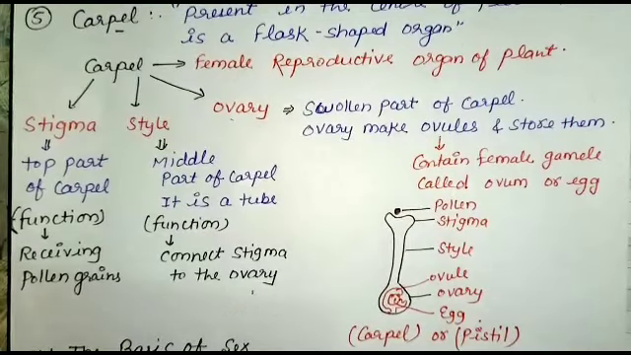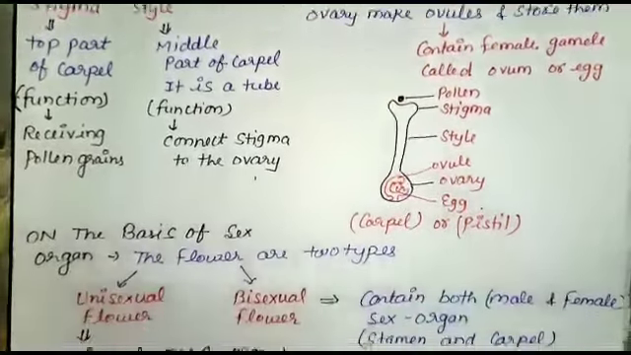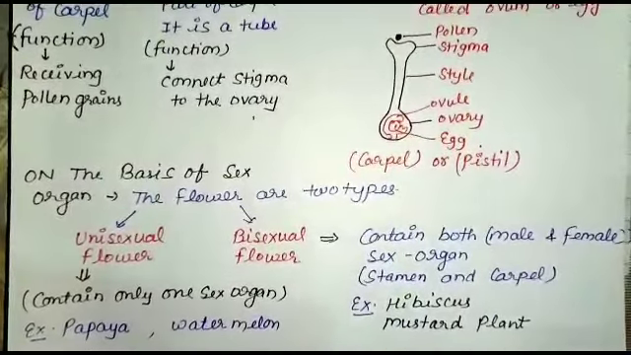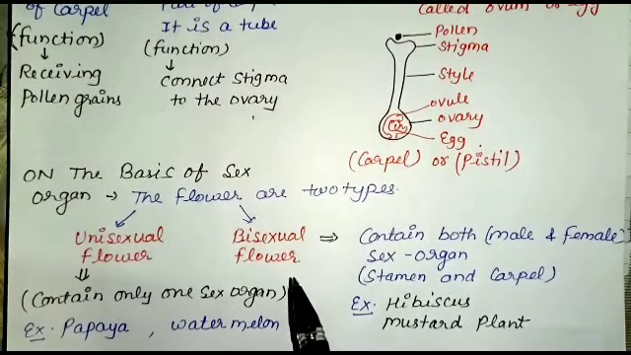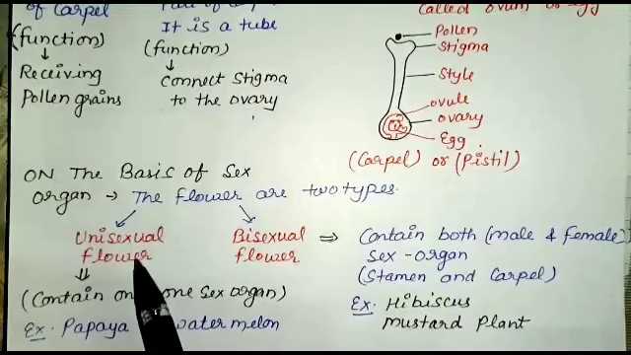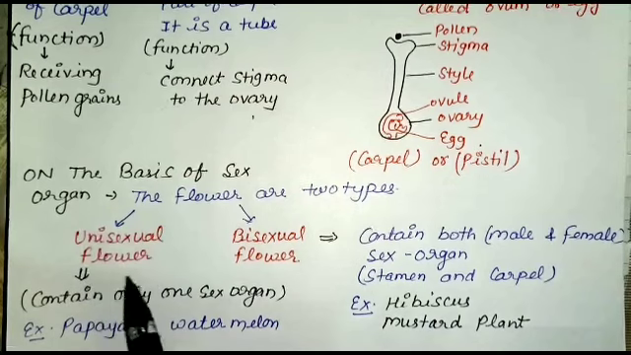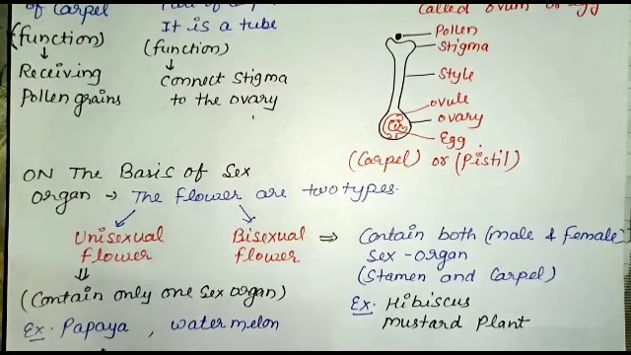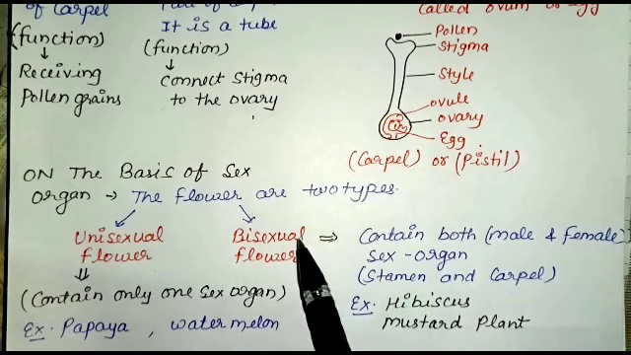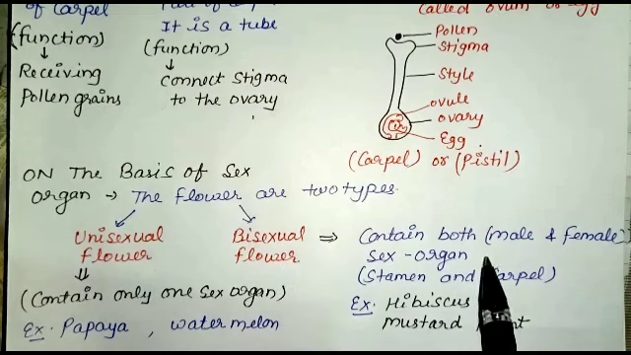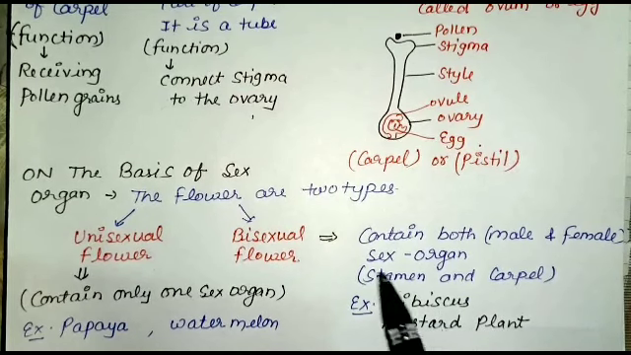On the basis of sex organs, flowers are of two types. First, unisexual flower, and second, bisexual flower. Uni means single, meaning if the flower contains only one sex organ, that represents a unisexual flower. Examples of unisexual flowers are papaya and watermelon. Second, bisexual flower. Bi means two. A bisexual flower contains both male and female sex organs, meaning stamen and carpel both. Examples of bisexual flowers are hibiscus and the mustard plant.